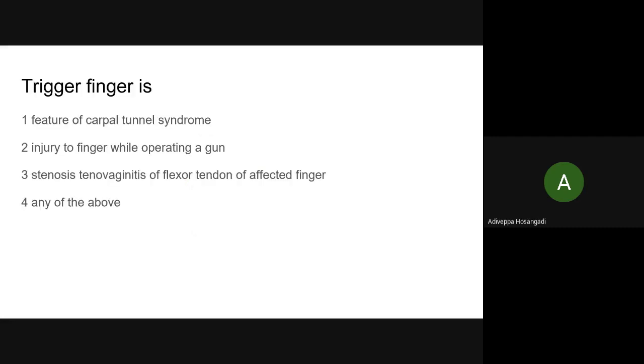Okay, trigger finger. I was mentioning it in the past slide, but now it is appearing. Okay, what is trigger finger?